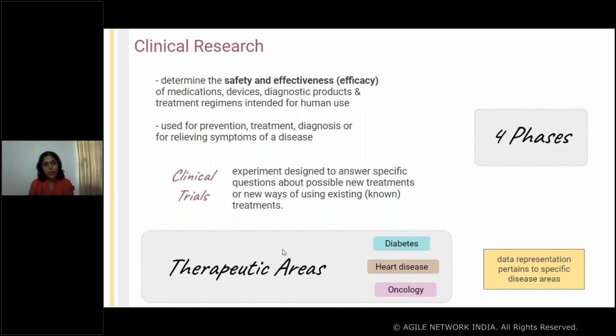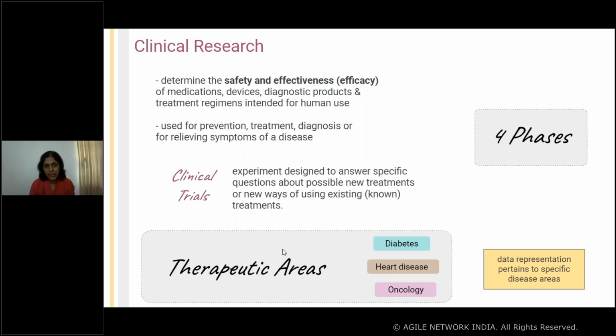I'm sure with the onset of COVID-19 pandemic, everyone would have come across the clinical research term, and especially the clinical trials. When we had news reports talking about the vaccine development being conducted by the various pharma companies, right? So clinical research is meant to determine the safety and effectiveness of medications, devices, diagnostic products, and treatment regimens intended for human use. So the element being researched could be used for prevention, treatment, diagnosis, or for relieving symptoms of a disease.